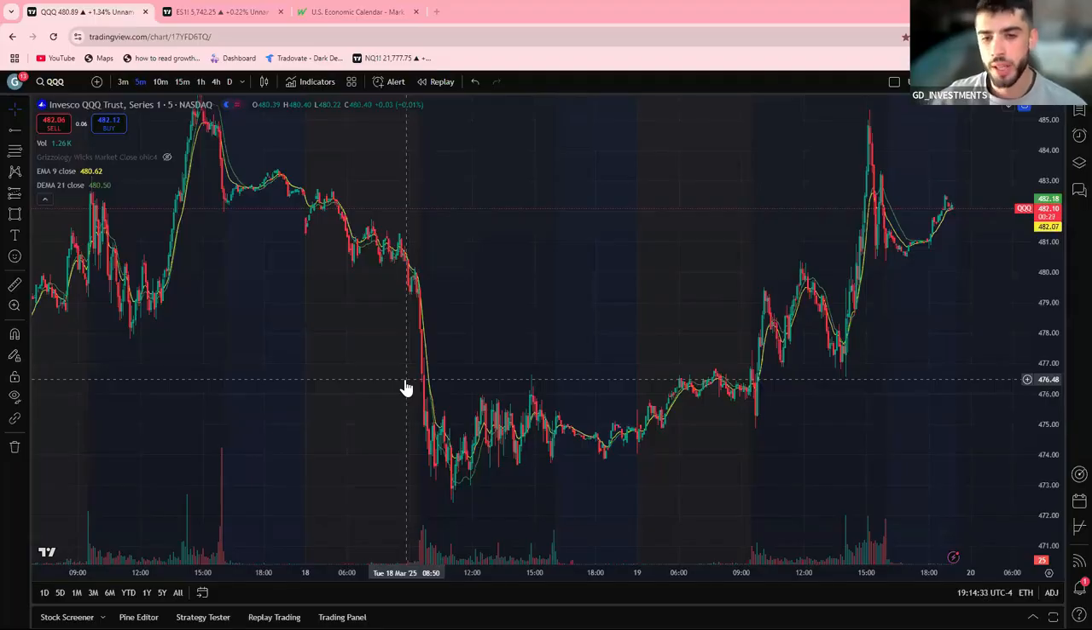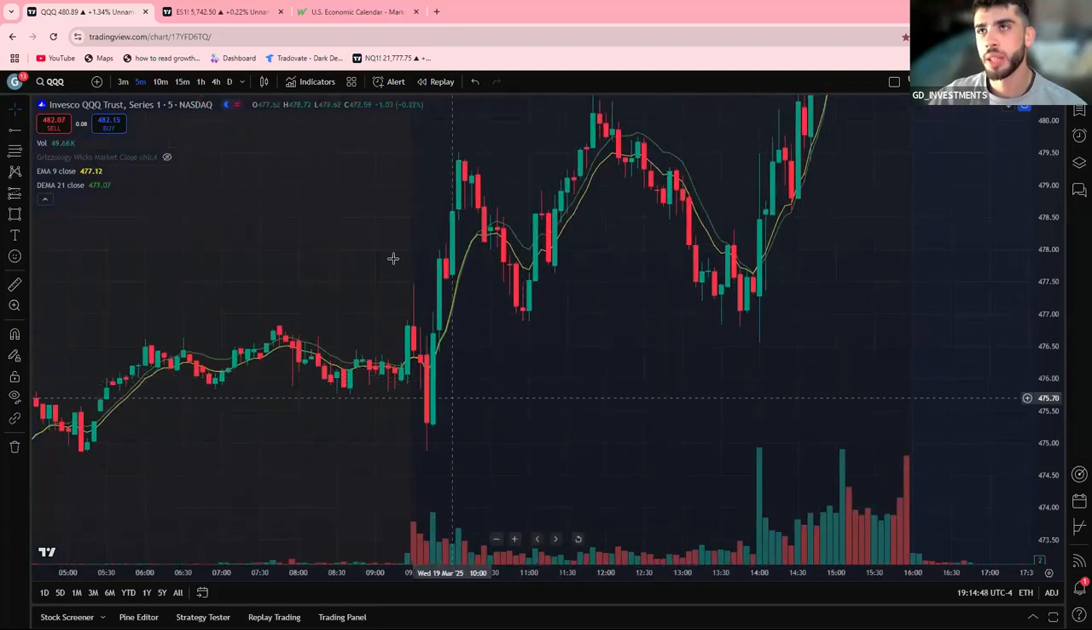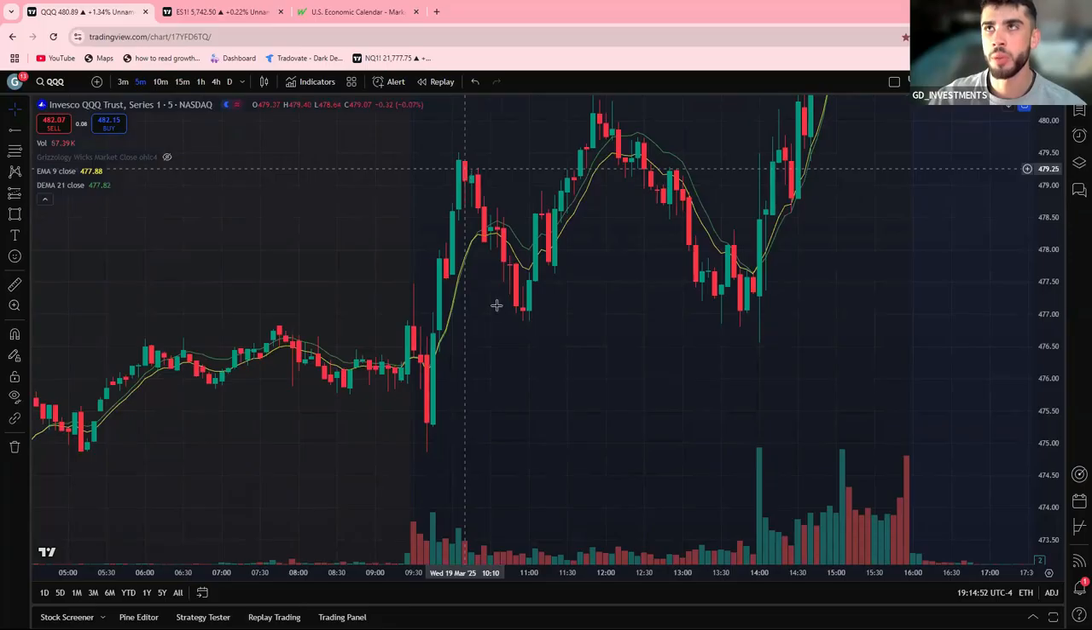Let's move over to the charts and explain what a bullish and bearish fair value gap is and how you can use them. So looking at today's price action, we can see price dip down in the morning and then reclaim back above and continue higher with an impulsive move.